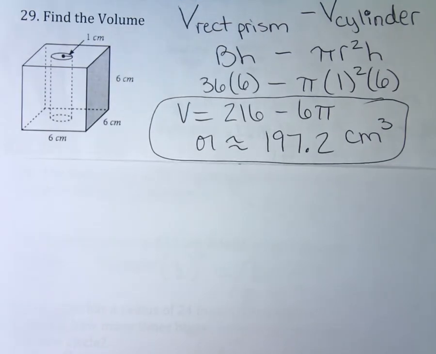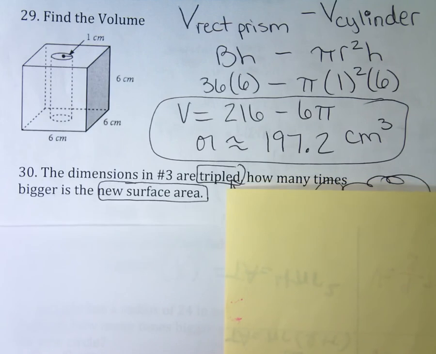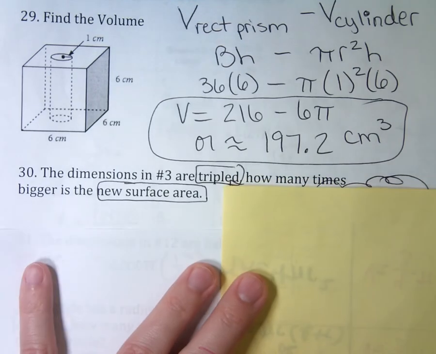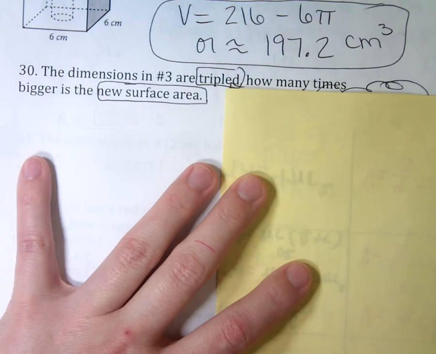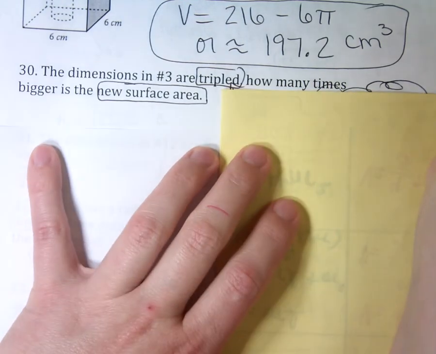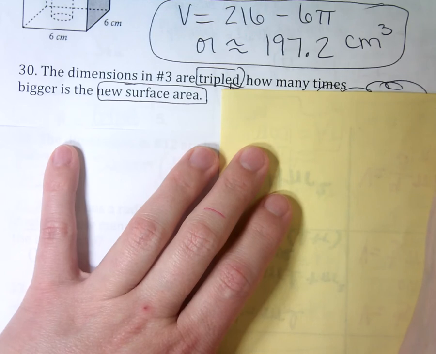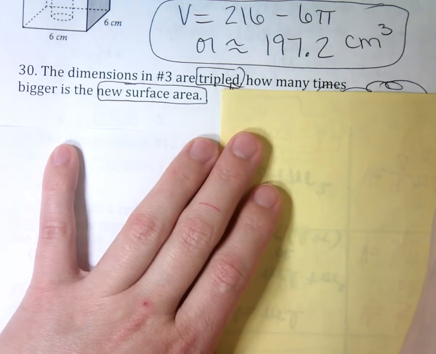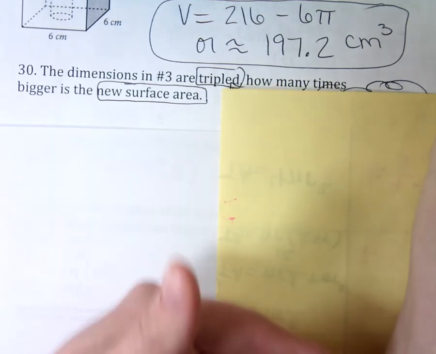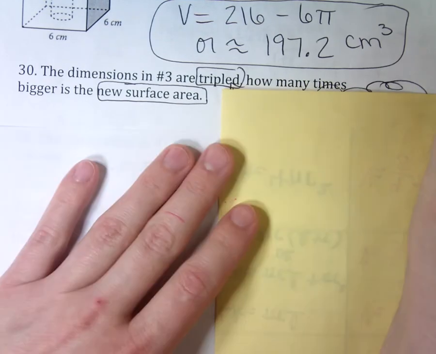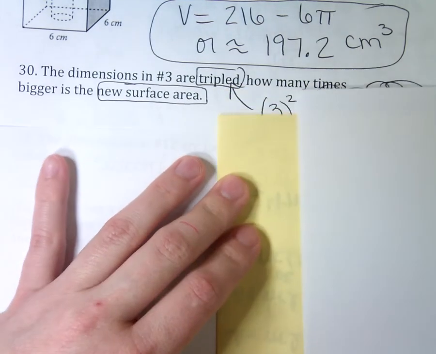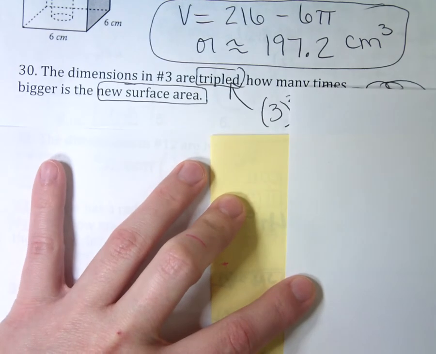Okay. The next several questions get into change of dimension. So number 30. It talks about your dimensions in number 3 are tripled. How many times bigger is the new surface area? Okay, so it's not asking what is the new surface area. It just says how many times bigger is the surface area. So this is when I take my change, what's happening.